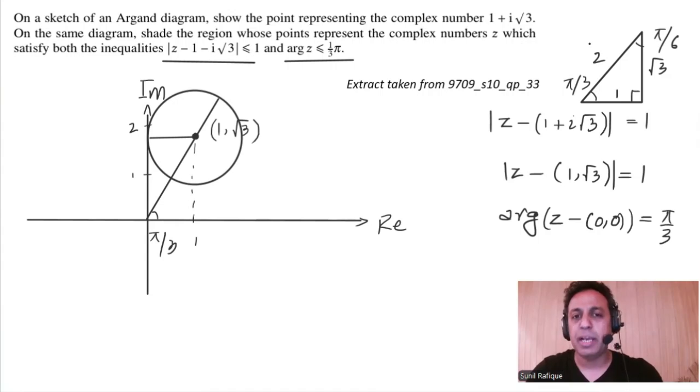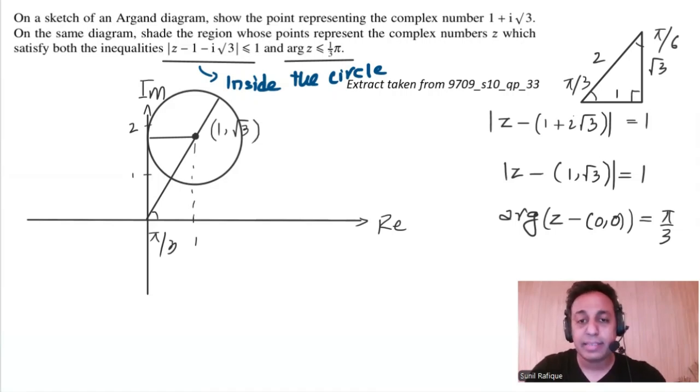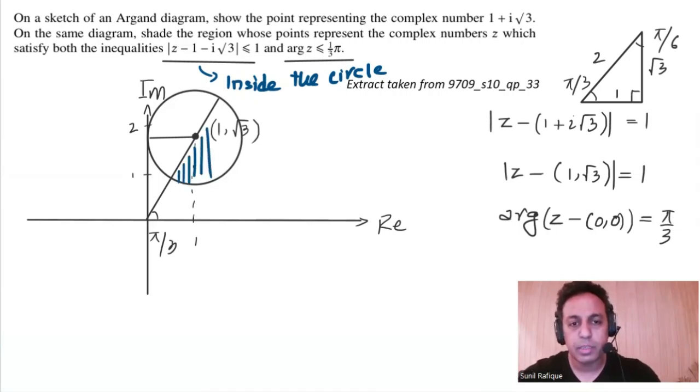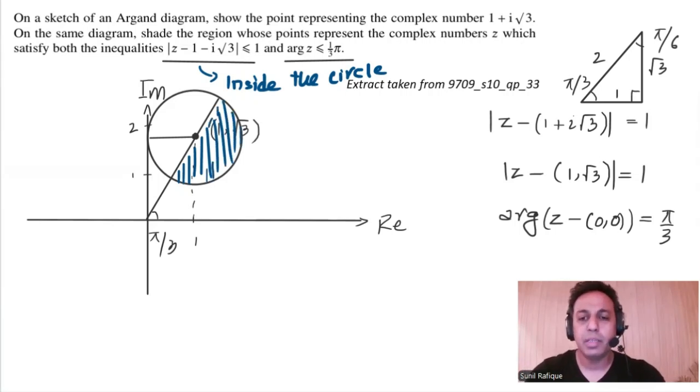So I've sketched my loci. Now comes the shading part. If it's less than or equal to 1, it means inside the circle, because you are trying to shade 1 or less. So the radius is 1, so it will be inside the circle. And when they say that the angle is less than or equal to pi over 3, it means it's below this half line. So this is the desired region which you need to shade. I mean, you can shade it any way, but that's the correct shading, right? I hope you understand this one.